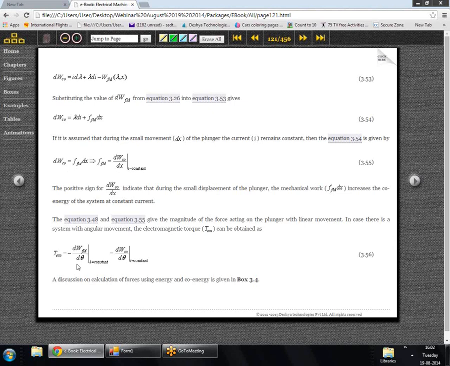So the force and torque are very related quantities. If you consider the rate of change of co-energy with respect to linear displacement, we have force. If you consider the rate of change of co-energy with respect to angular displacement, we have torque. If we want to use co-energy, we should ensure that the motion of the plunger is taken in such a way that the current is held constant. If we want to use field energy, then we have to assume that the motion of the plunger is taken in such a way that the flux linkage lambda remains constant.